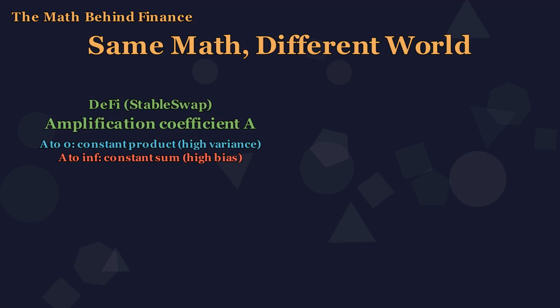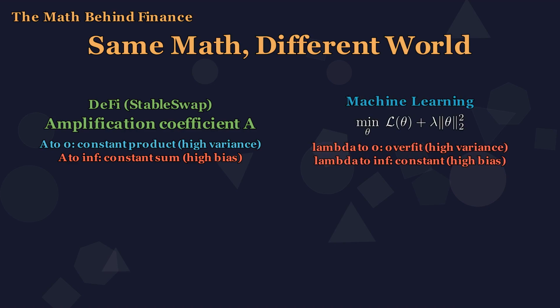On the left, DeFi. The StableSwap amplification coefficient A controls how aggressively the curve flattens near the peg. A near zero, constant product, high variance. Tiny imbalances cause huge price moves. A near infinity, constant sum, high bias, no price discovery at all. On the right, machine learning. L2 regularization adds lambda times the squared norm to the loss function. Lambda near zero, overfit, high variance. Lambda near infinity, the model collapses to a constant, high bias.